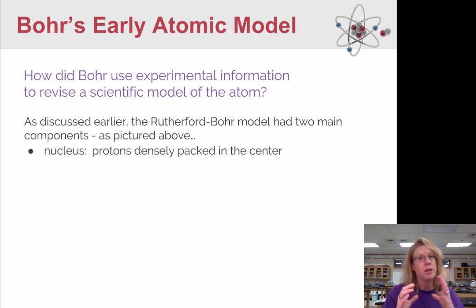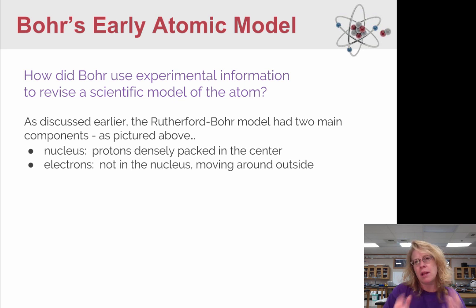Number one, there's a nucleus. There's protons densely packed up in the center. They didn't know about neutrons right at the beginning of the model, but they found out about them later. But again, they knew that there was a nucleus. And then number two, they knew that the electrons were somewhere else. The electrons were not in the nucleus. They were buzzing around at some other place.